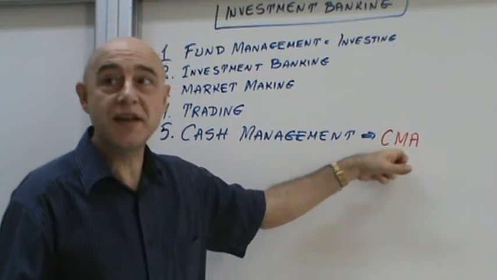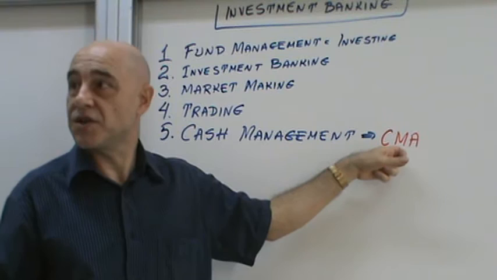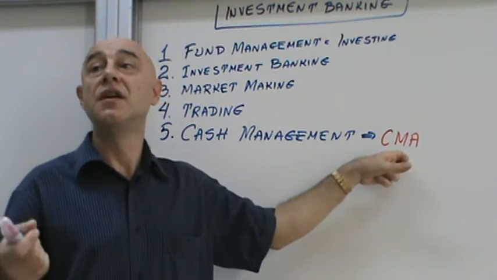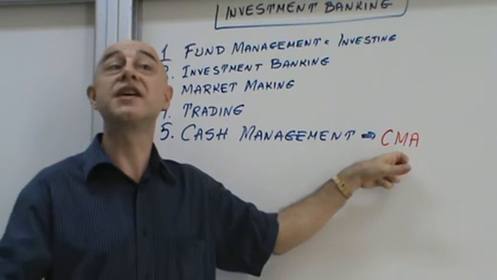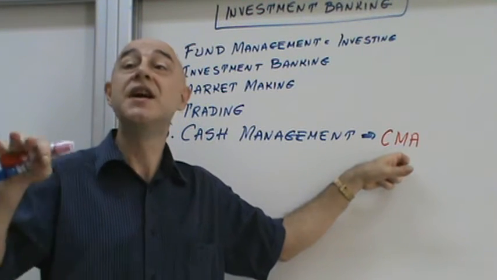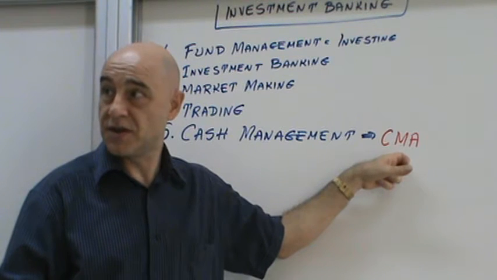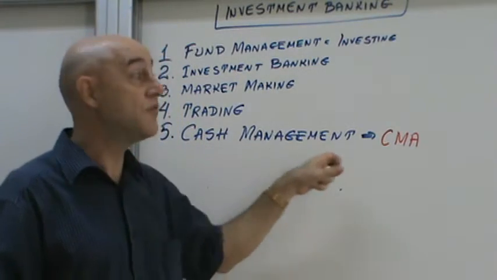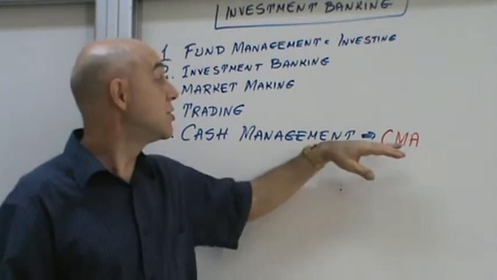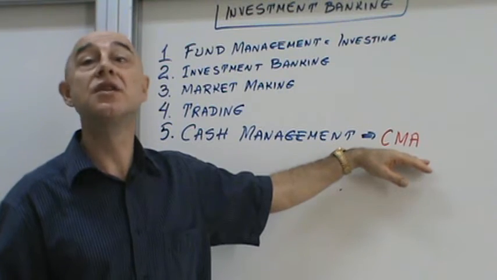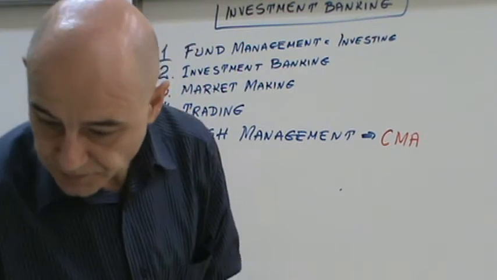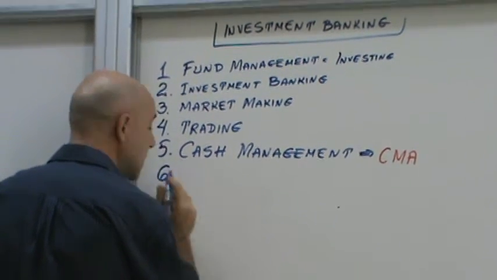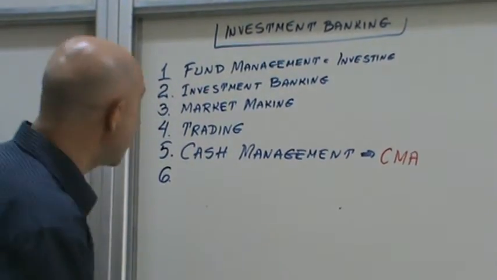Now, the CMA is not guaranteed by deposit insurance, which means that commercial banks do have competitive advantage because they can attract more deposits at a lower cost. But nevertheless, this means that now investment banks enter into the big field of commercial banking functions. 6 is mergers and acquisitions.